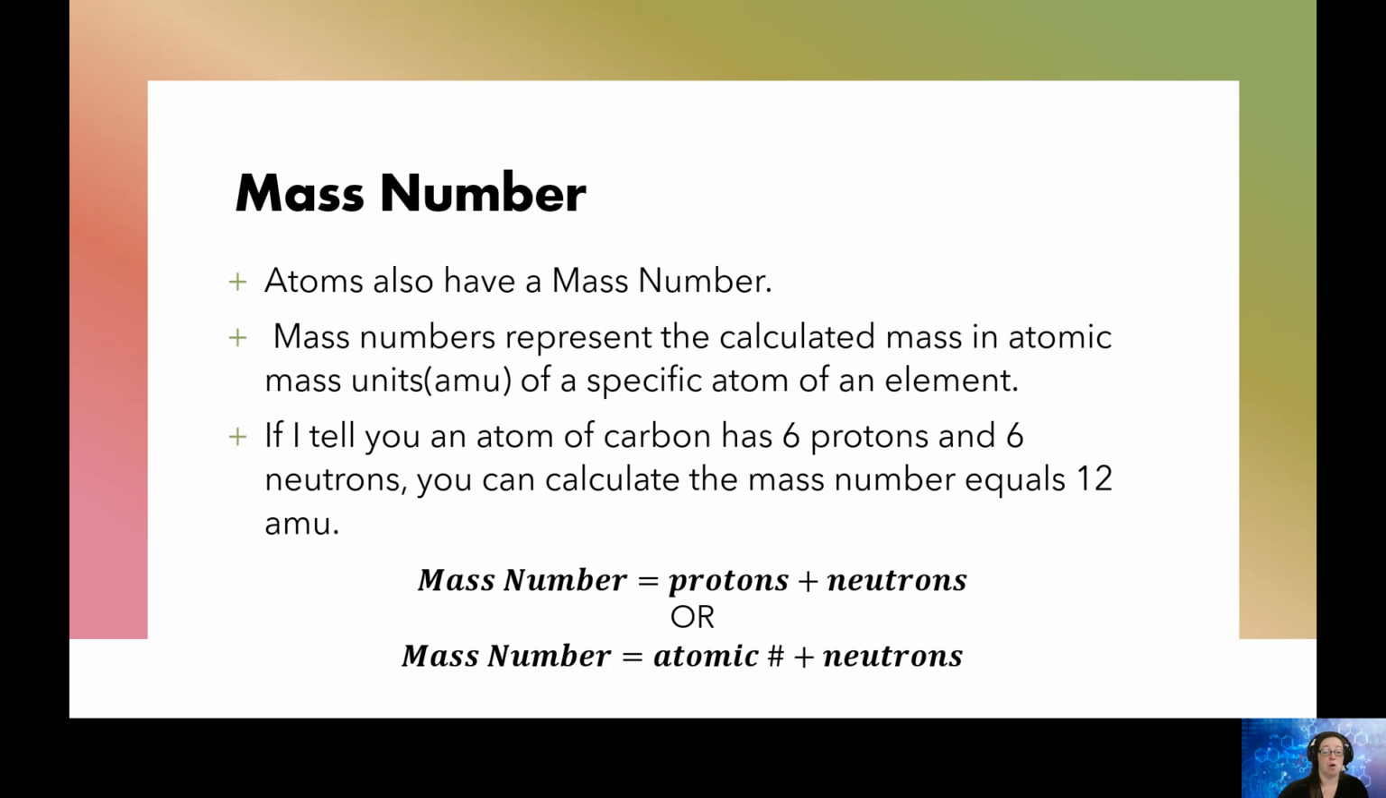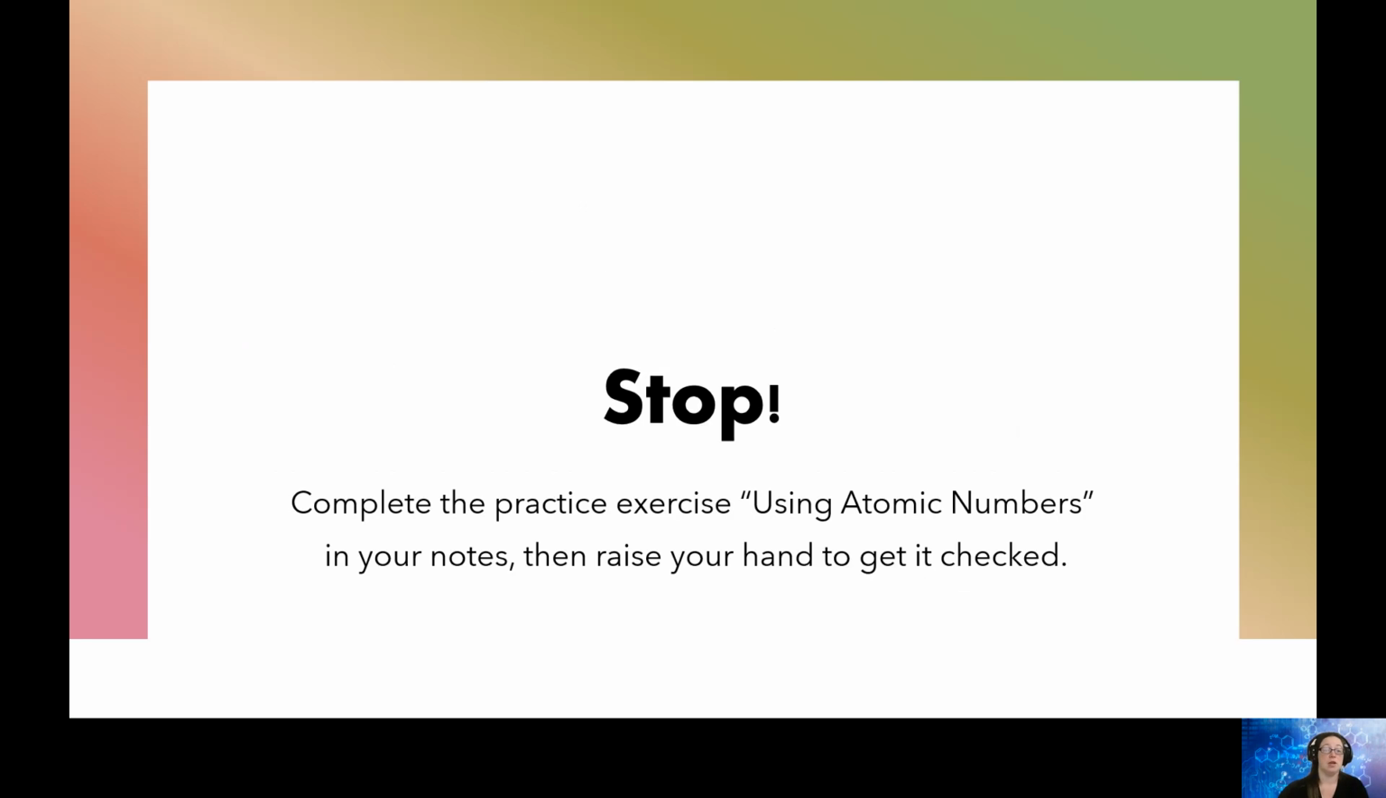Okay, so the mass number will always equal the number of protons and neutrons. Or it'll equal the atomic number plus the neutrons. Okay, if you have either protons and neutrons or atomic number and number of neutrons, you can calculate that mass number. Okay, now that mass number is unique to that particular version of that element. So there are standard mass numbers and then there are non-standard mass numbers. Okay, so I want you to stop and complete the practice exercise using atomic numbers in your notes and then raise your hand for me to check it.